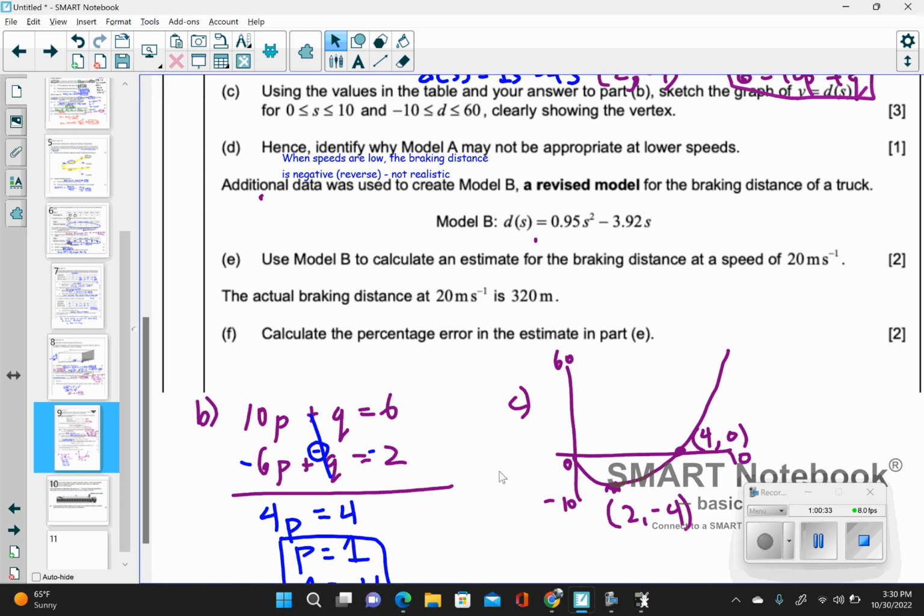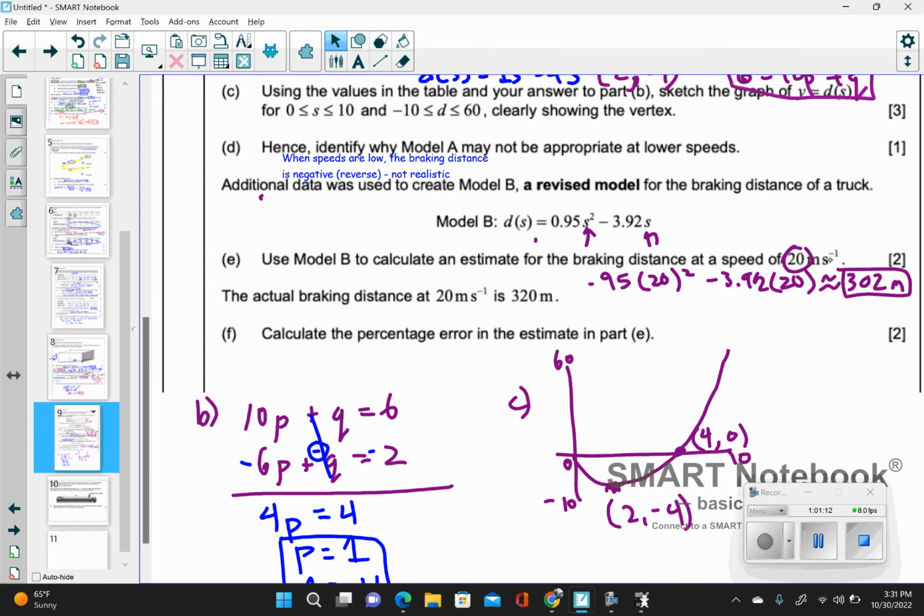Part E, all you have to do for that is take the 20 and plug it in for S, right there. So you're doing 0.95 times 20 squared minus 3.92 times 20. That is a straight calculator question. So when you do that, you get 301.6, which is about 302. So 302 meters is going to be your answer for part E.